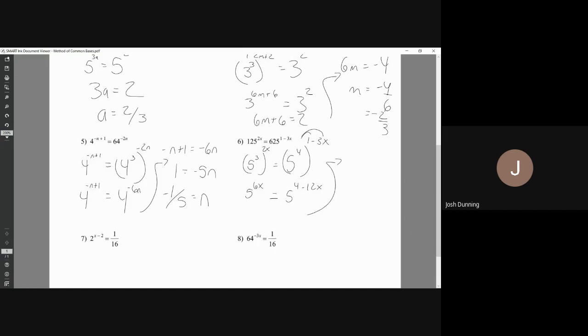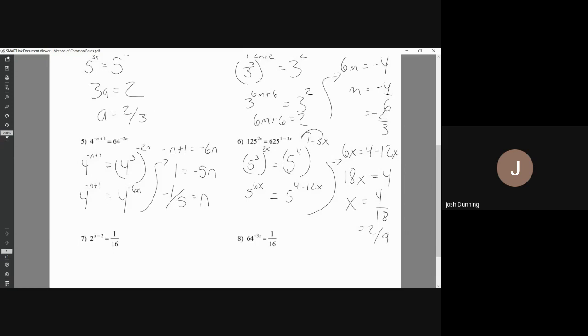We can set the exponents equal to each other. I'm going to add the 12x, divide by 18, reduce that down, 2/9. You end up getting a lot of fractions for these as well.